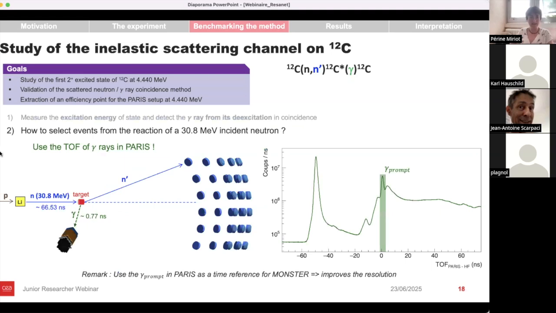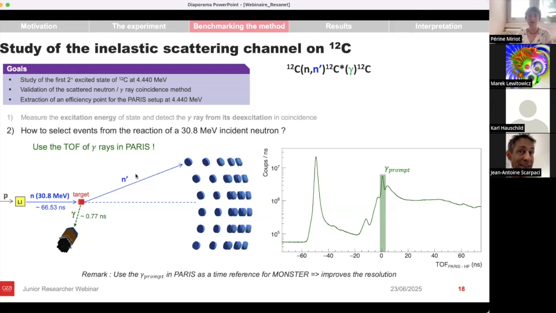To illustrate this, here I show a schematic representation of the experimental setup, with the generation of the neutron beam in the converter, which is sent on the target, the detection of the scattered neutron in the MONSTER array, and the detection of the gamma ray in the PARIS array. Now, if we have neutrons of 30.8 MeV, we know their time of flight to reach the target, and then the gamma ray takes also a certain time to reach the PARIS array.